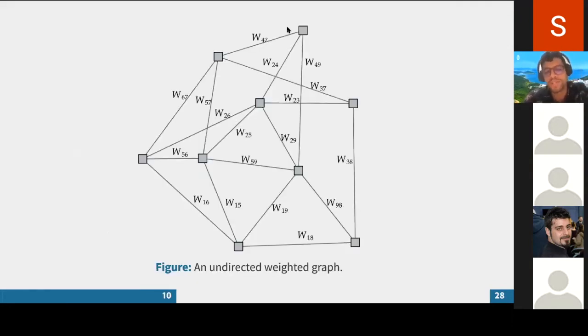So here is a picture of a weighted graph. The squares represent the nodes, and the links between the squares represent the edges, and the numbers here, the symbols W sub a number, represent the weight in each edge, or the weight between each node, right?